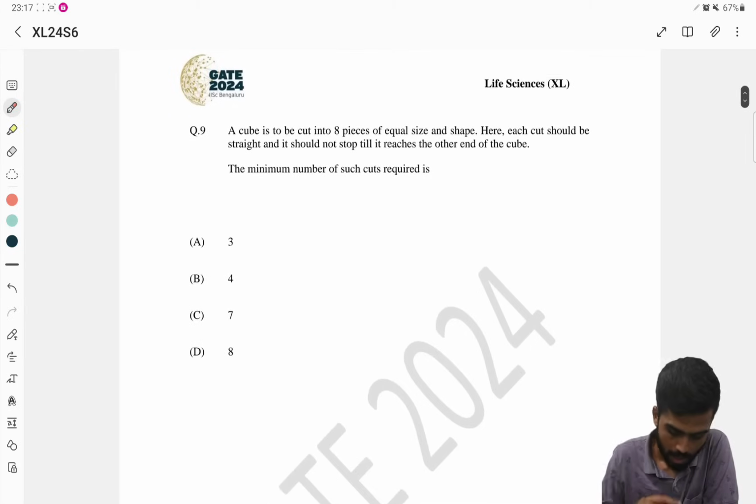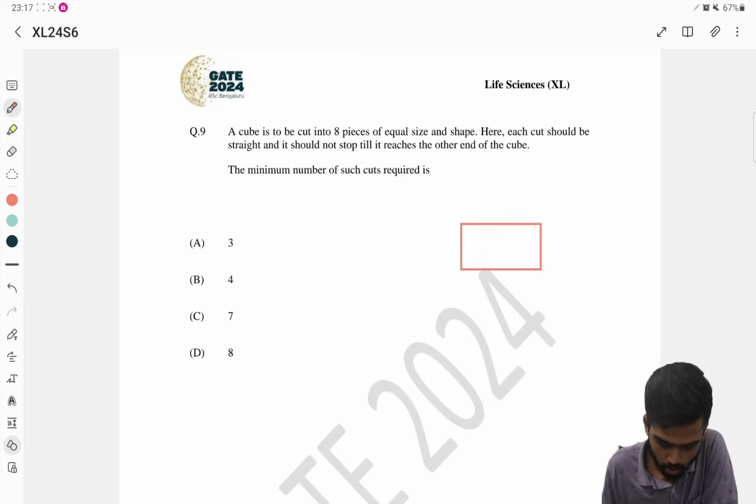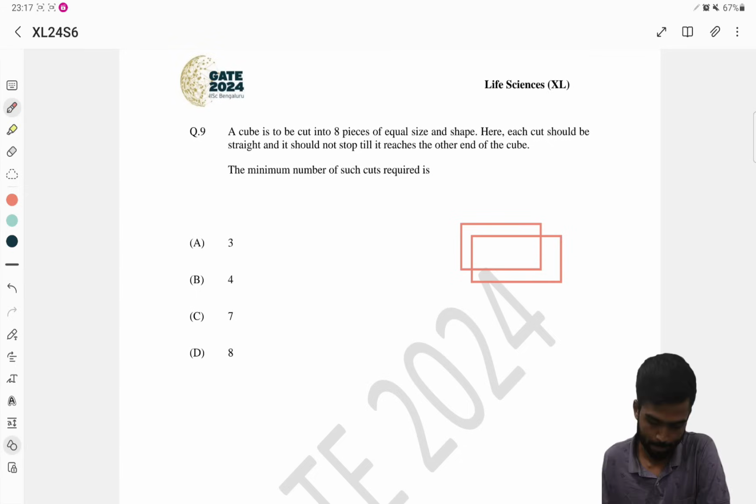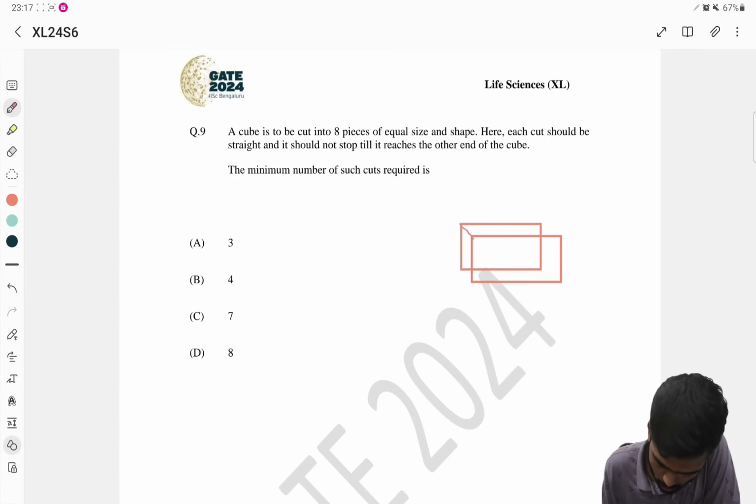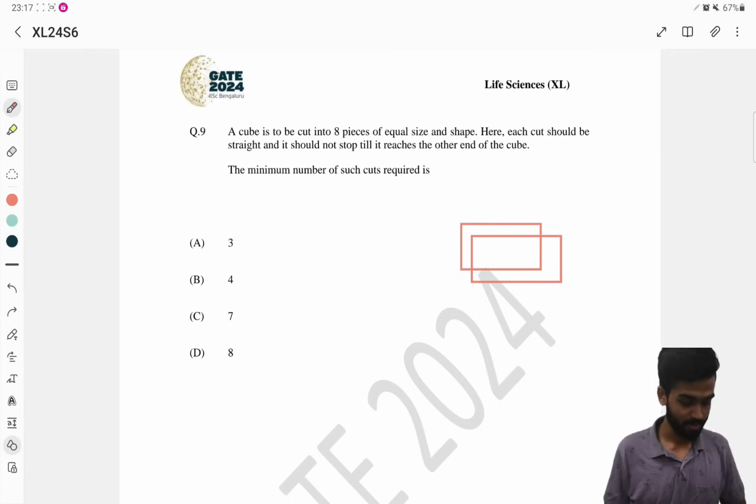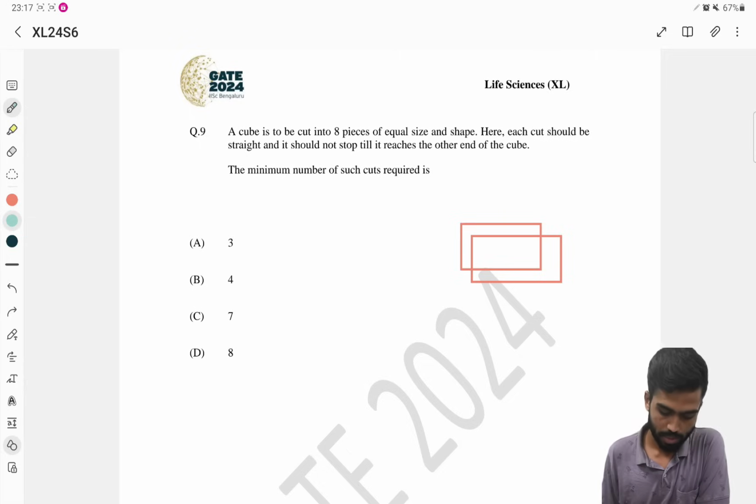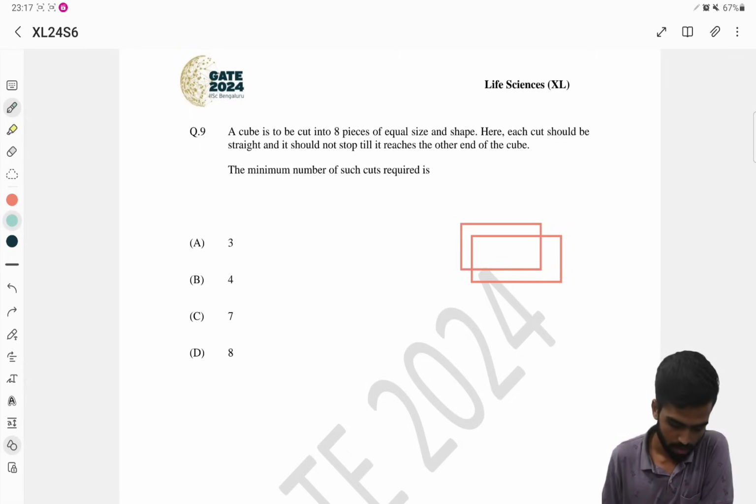Next question. A cube is to be cut into 8 equal pieces of the same size and shape. Here each cut should be straight and it should not stop till it reaches the other end of the cube. So we'll try to make a cube first for better visualization purposes. This is not actually a cube, but we'll try to make it work. So if we have to make a cut, it should be from end to end.